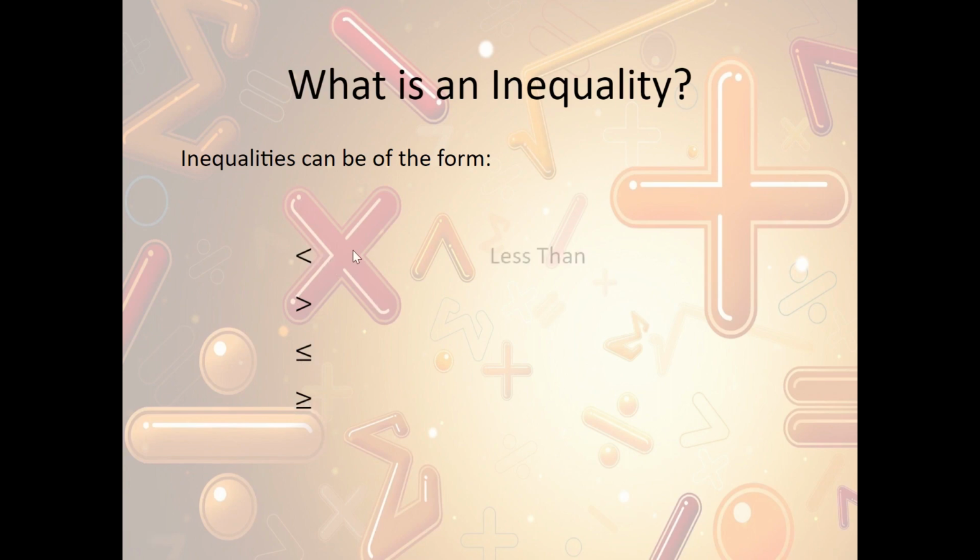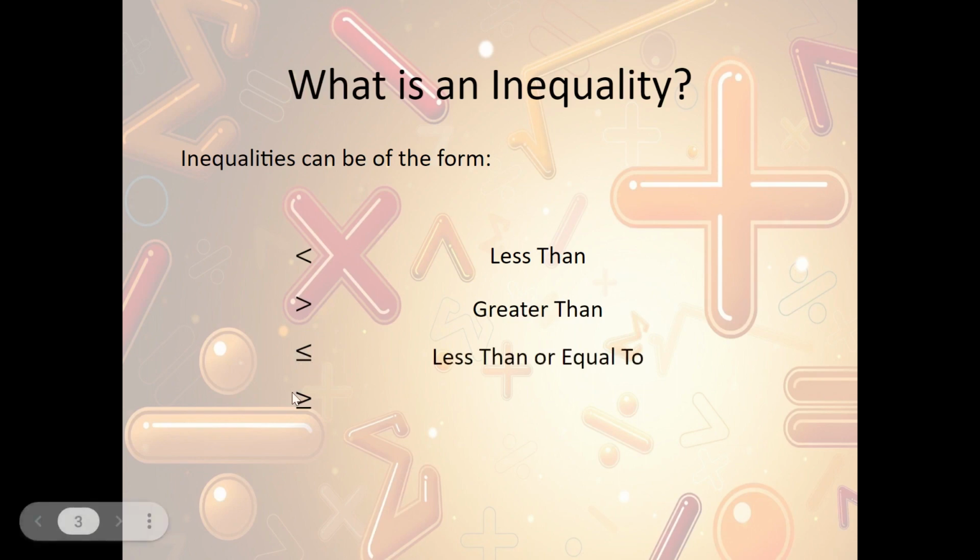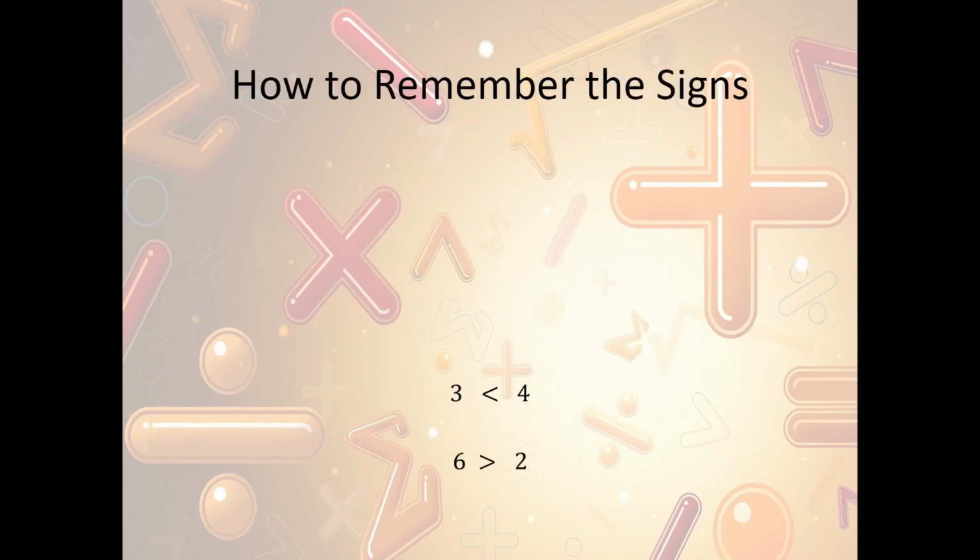Well, this first symbol means less than. So we have this symbol meaning less than. This one then means greater than. This one means less than again, right? Because that's this arrow. And the bar means or equal to. So this is less than or equal to. And this one, this arrow here, meant greater than. And the bar means or equal to, so it's greater than or equal to. So those are the different inequalities.